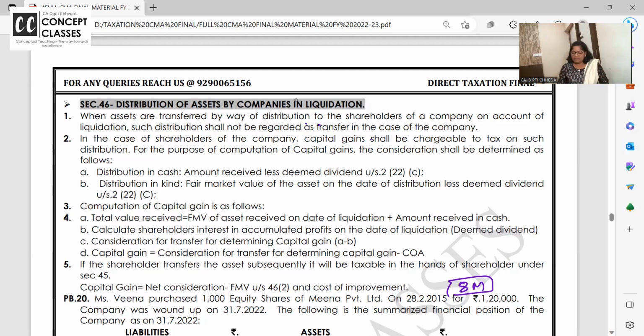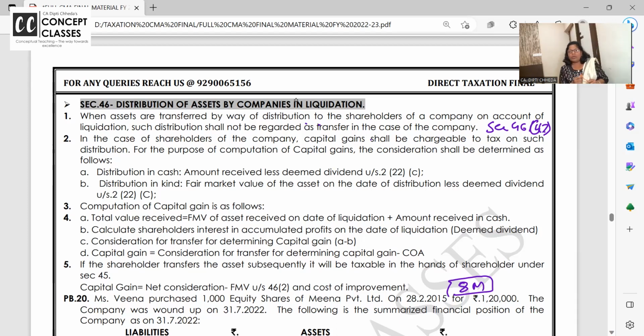Are you getting? Who says this? Section 46 and 47. If you want, write it down. Not even 47, frankly speaking, this is section 46(1). Write it like this. What does 46(1) say? The company is transferring the asset to the shareholder on account of liquidation. We are closing the company, take this, go home, bye bye. So when they are transferring it like that, will it be taxable in the hands of the company? The answer is no.